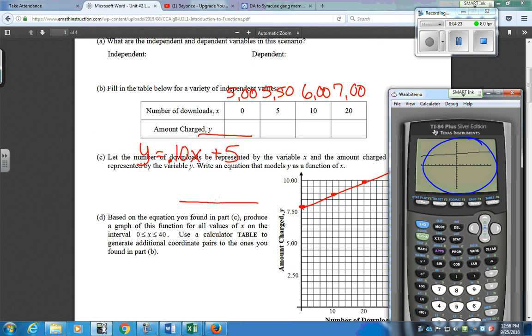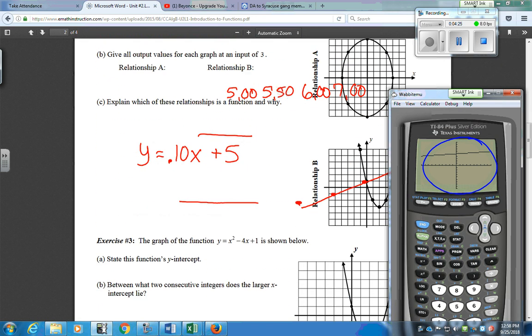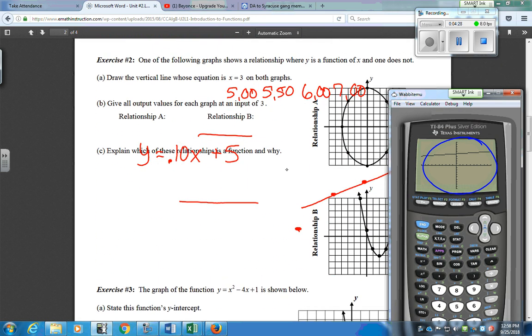Okay. All right, so let's move on to the next page. We're going to talk about what makes something a function.